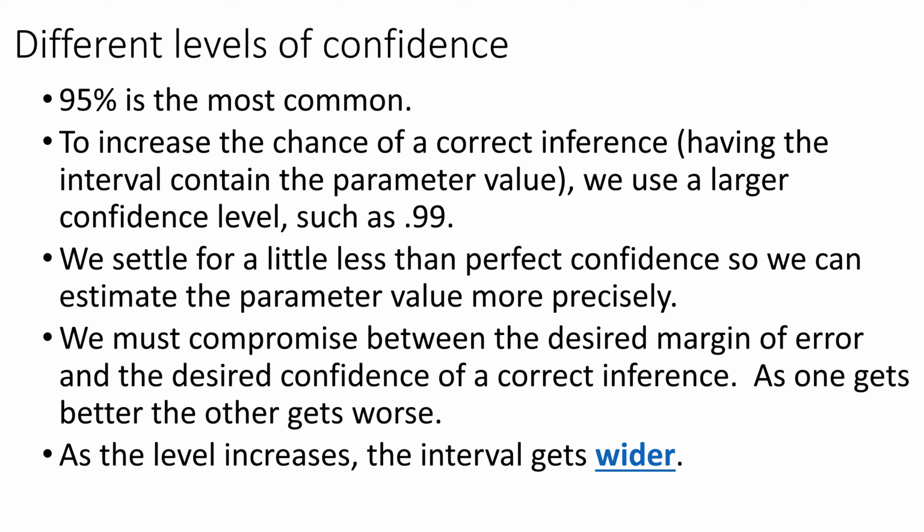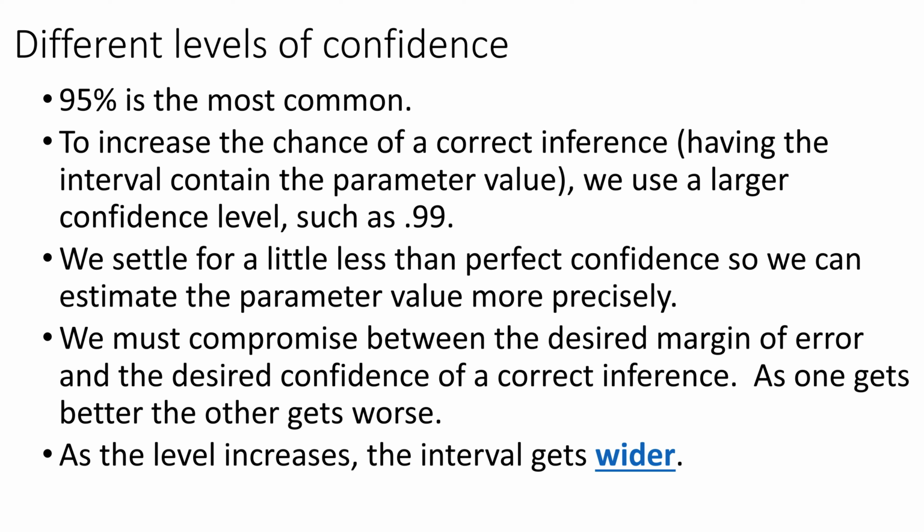95% is the most commonly used confidence level. To increase the chance of a correct inference, or saying having the interval contain the parameter value, we use a larger confidence level such as 0.99. We settle for a little less than perfect confidence, so we can estimate the parameter value more precisely. We must compromise between the desired margin of error and the desired confidence of a correct inference. As one gets better, the other one gets worse.